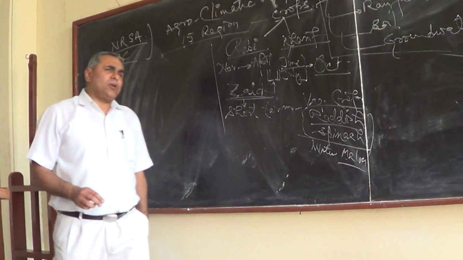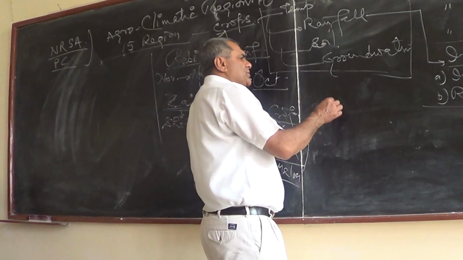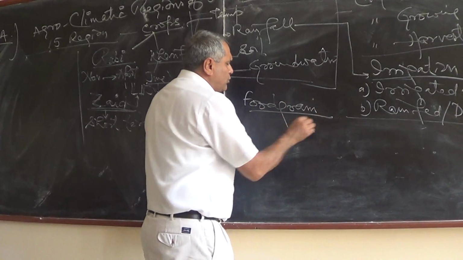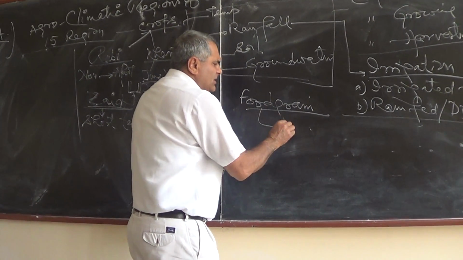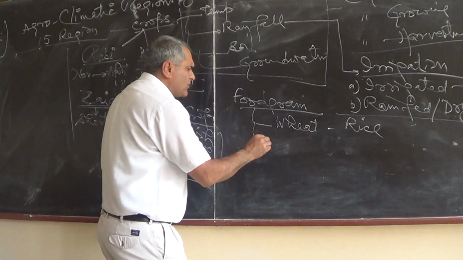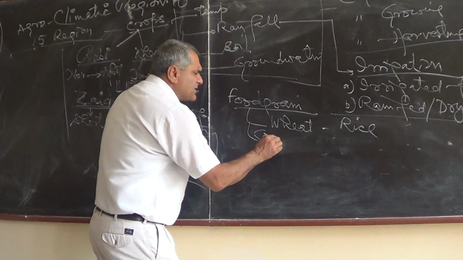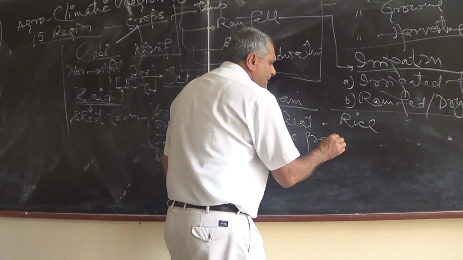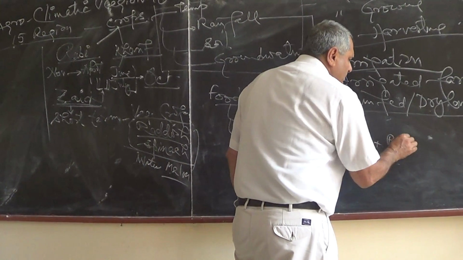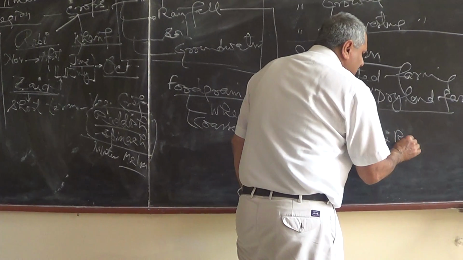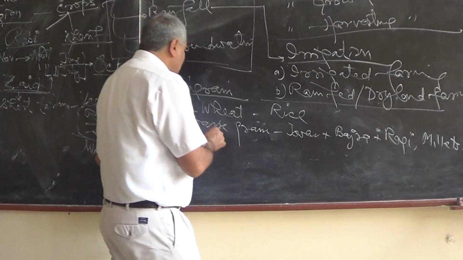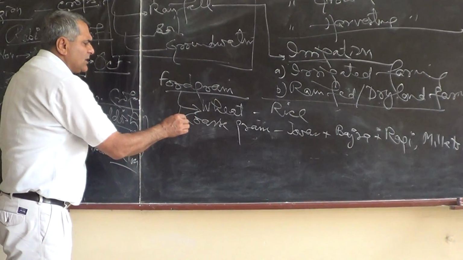So we have different types of crops. One is food grain crops. Food grain may be wheat, may be rice. These are the major staple crops. Sometimes we say coarse grains, like jowar, like bajra, like ragi, like millets. These are the food grain crops. These are the coarse grains.